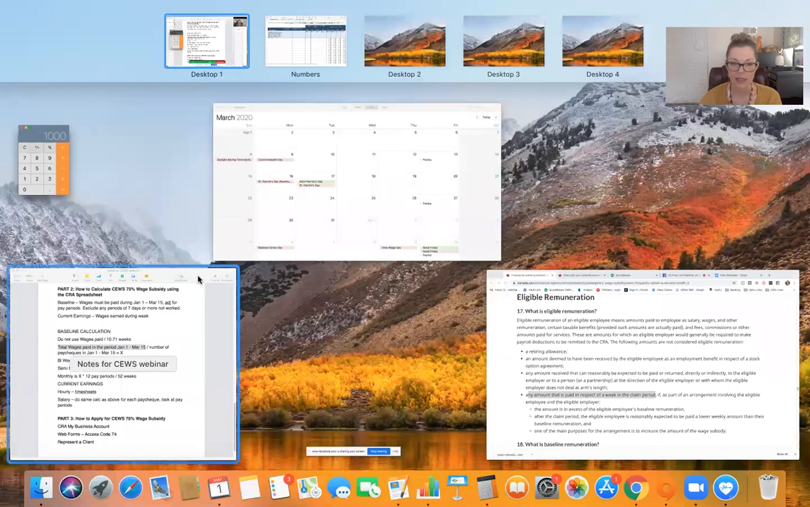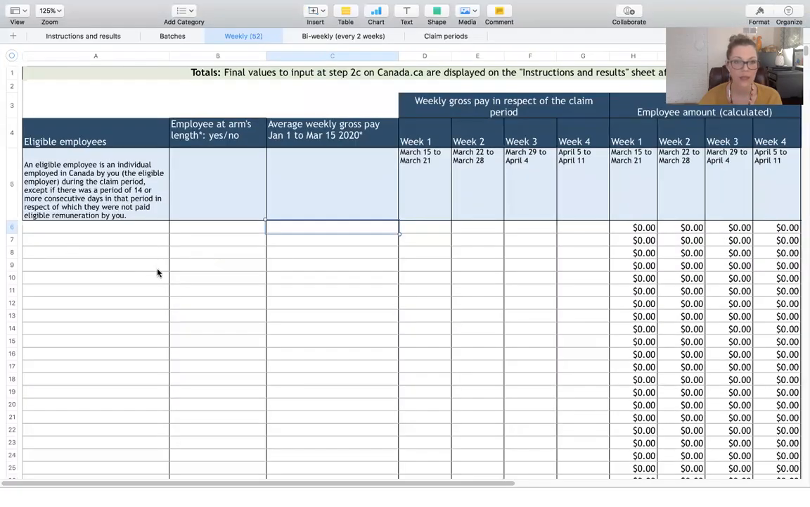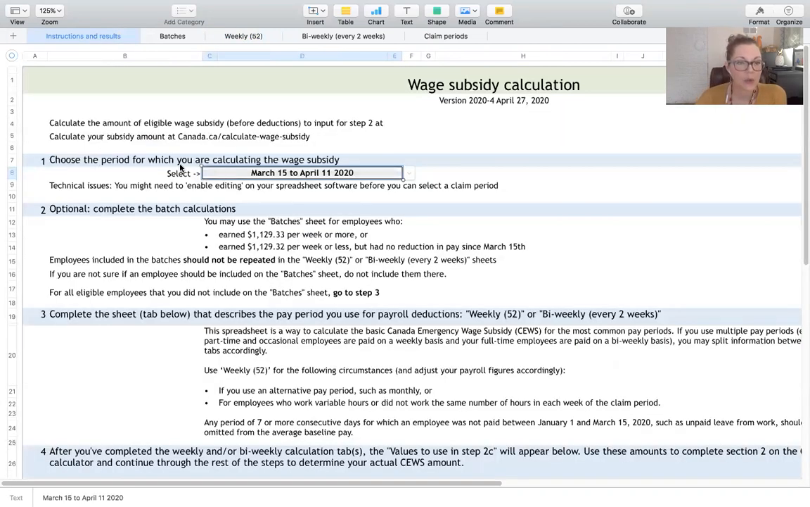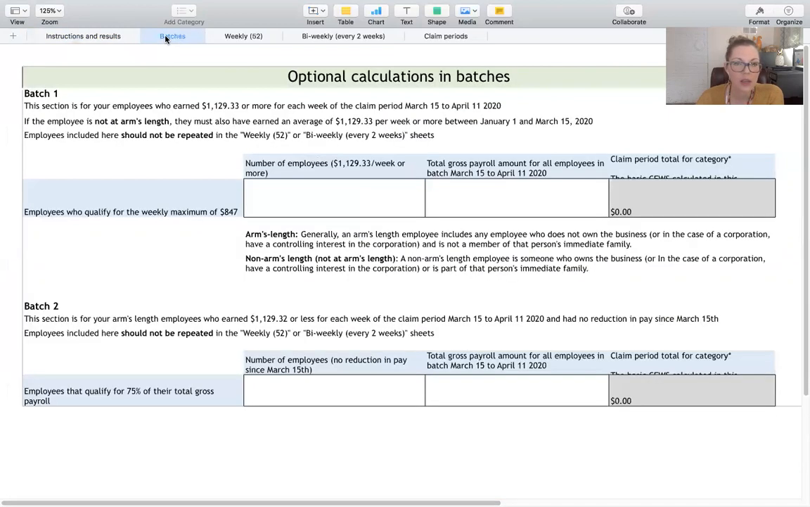And so, because I said I'm going to fill it in, then let's fill it in, shall we? So what we're going to do with the CRA sheet is the first thing you do is select your period that you're working on. And then notice here, it says batches, but you can use the batches, that's optional. If you do use the batches, then don't also duplicate that information in the weekly or biweekly sheets. So you have different options for how you're going to calculate it. Honestly, I would not do this batches thing.